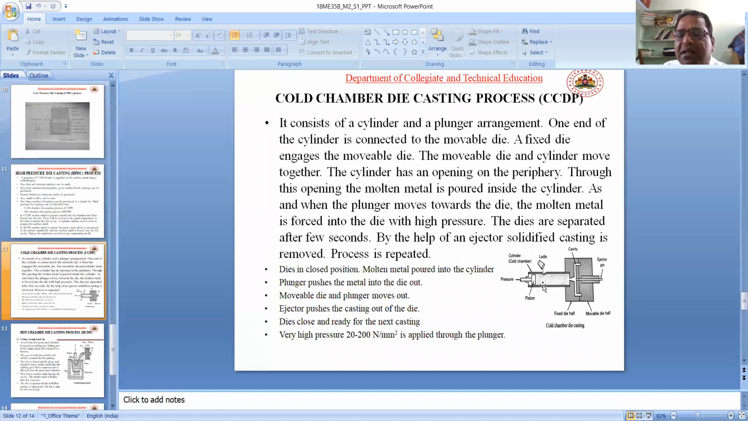As I explained, externally we are going to pour the molten metal here through the ladle. So it's a pouring from the molten chamber to here. The ladle carries the molten metal. We pour the molten metal here, and the plunger pushes with high pressure. It pushes into the cavity, and by using the ejector pin, we take out the castings. So this is the cold chamber die casting process.